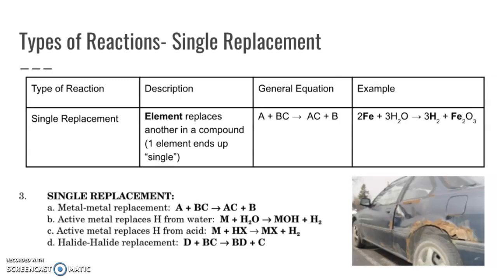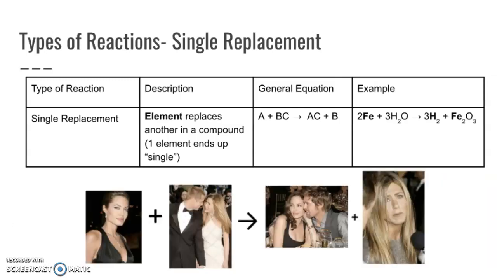To look at that in celebrity couples, we can think about Brad Pitt. Brad Pitt and Jennifer Aniston used to date. Angelina was single. Angelina swooped in, then Brad Pitt and Angelina were an item, and Jen Aniston ended up single. So pretty much we're just switching that person out, or switching that element out. So it's a single replacement.